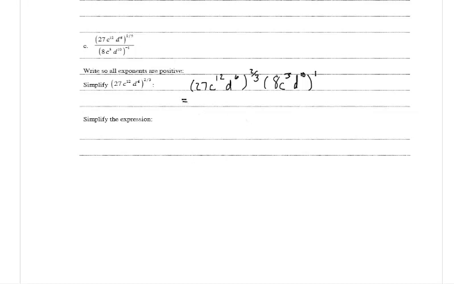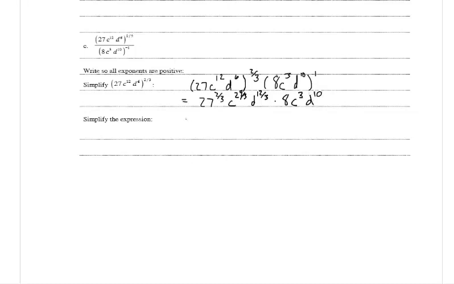So I'm going to raise each factor inside the parentheses to the exponents. We have 27 raised to the 2/3, c to the 12th times 2/3, which is 24/3, d to the 6th raised to the 2/3 is d to the 12/3, and then we have times 8 times c cubed d to the 10th.